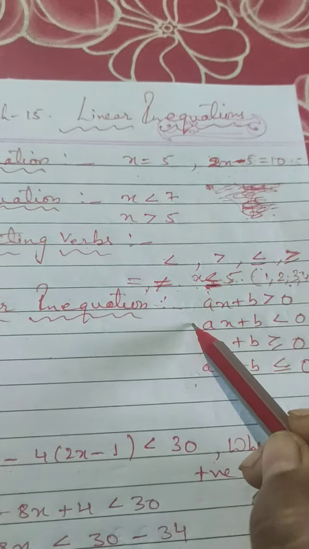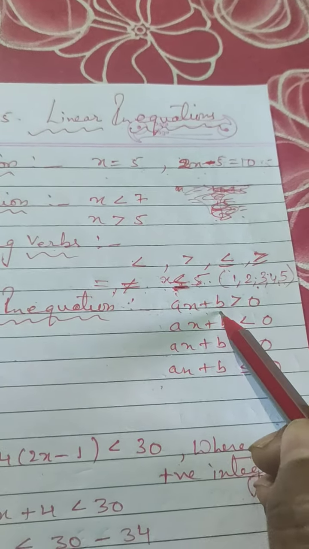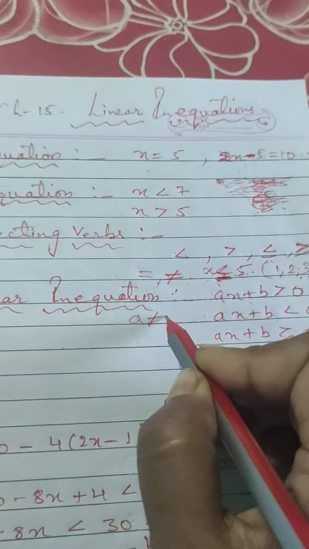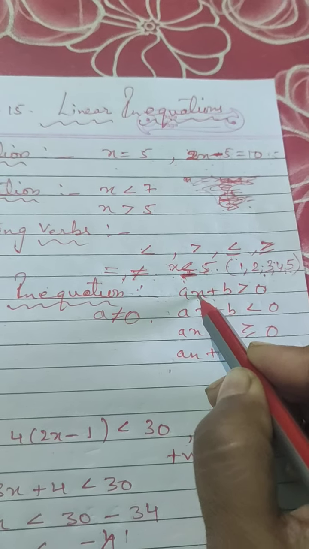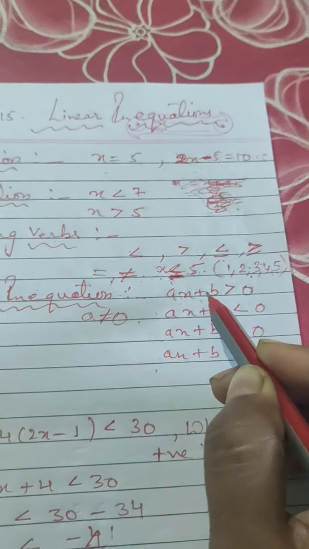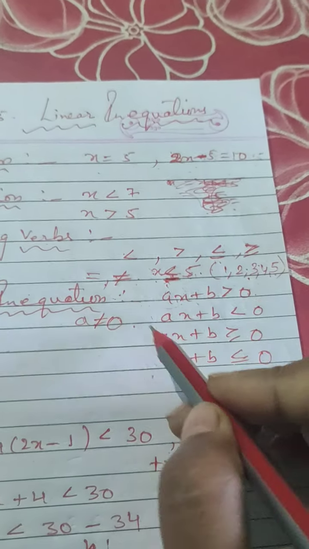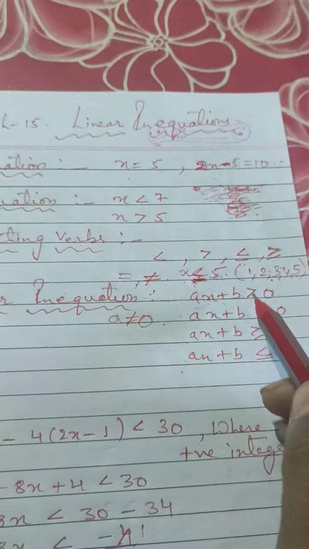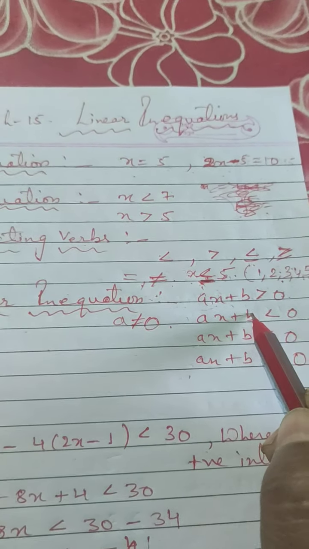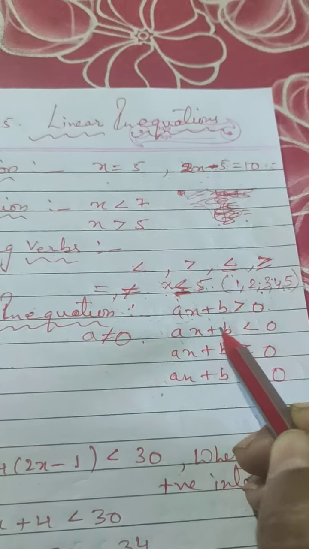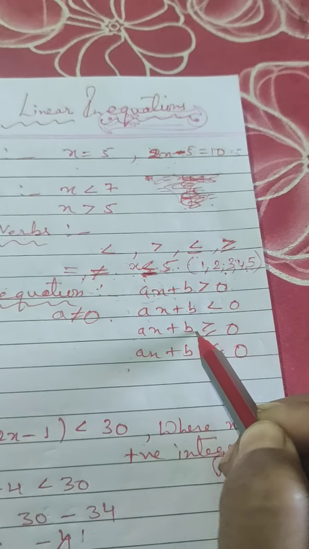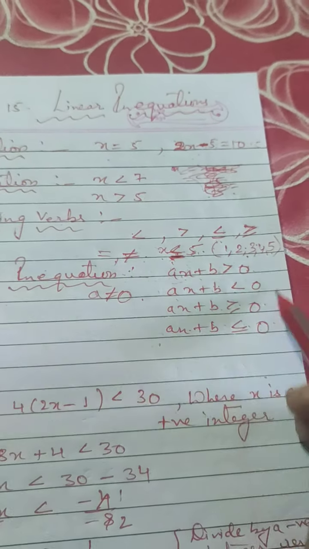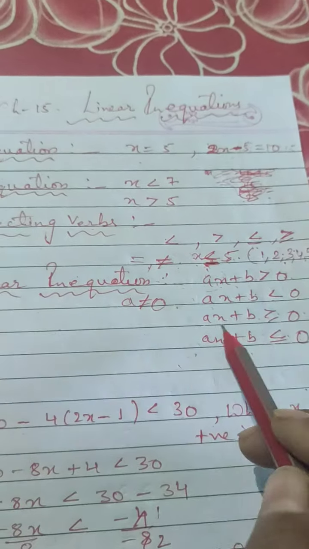Now what is linear inequations? Suppose a and b are real numbers, but make sure a not equal to 0, children. a not equal to 0. If you put 0 here, that term will become 0 and only b greater than 0 is left, so the inequation will not be fulfilled. That is why a is never equal to 0. So this statement is called linear inequations: ax plus b greater than 0, ax plus b less than 0, ax plus b greater than equal to 0, ax plus b less than equal to 0. These are the linear inequations statements. Clear?